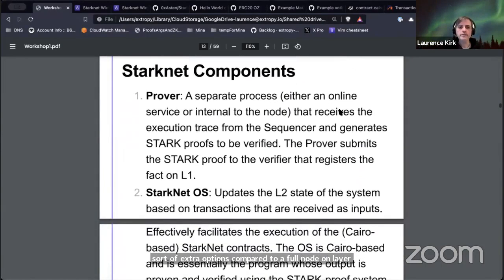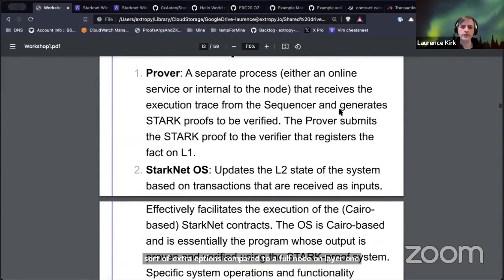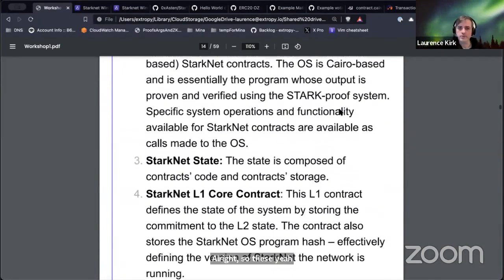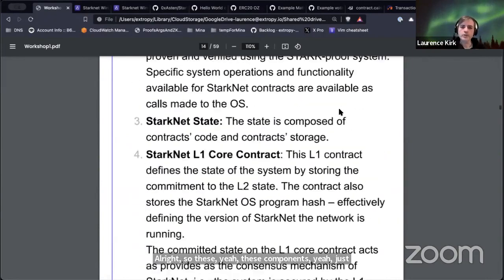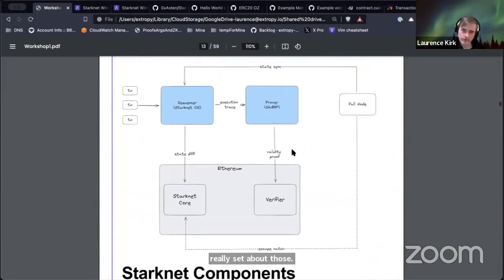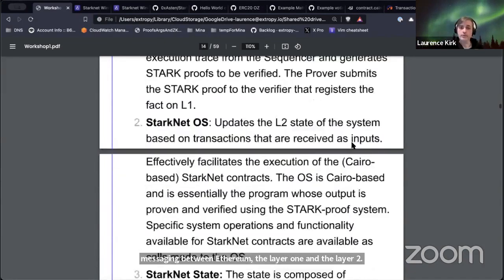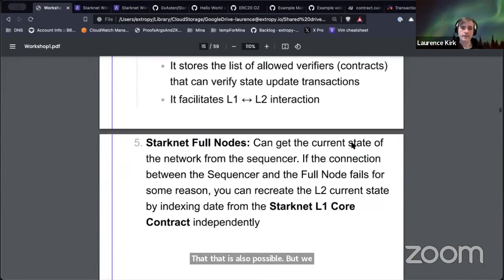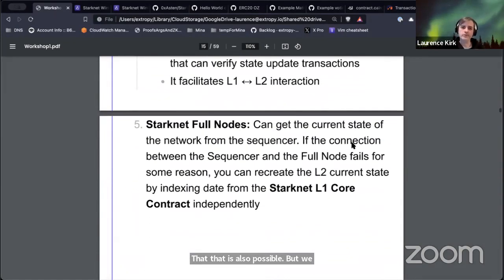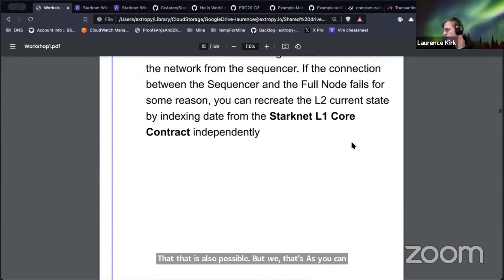All right. So these components, I've just really said about those. I should say as well that this is a simplified diagram. There is also the possibility of other messaging between Ethereum, the layer one, and the layer two. That is also possible, but we haven't got that on the diagram.